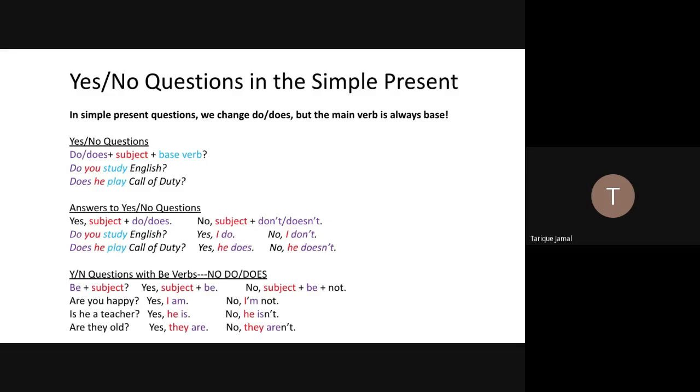Yes, no questions with be verbs: no do, does, right? Be, then the subject. Yes, subject plus be. No, subject plus be plus not. No means negative, right? So are you happy? Yes, I am. No, I am not. Is he a teacher? Yes, he is. No, he isn't. Are they old? Yes, they are. No, they aren't, right?